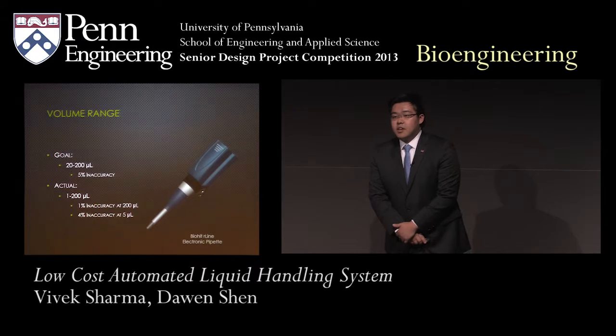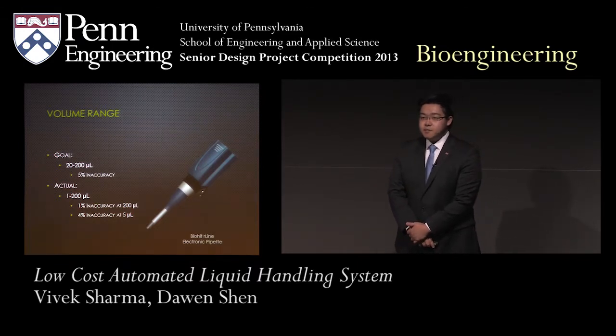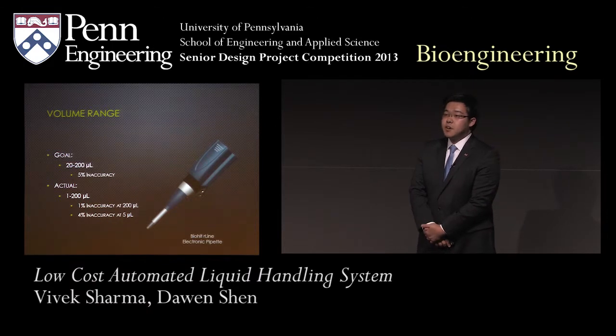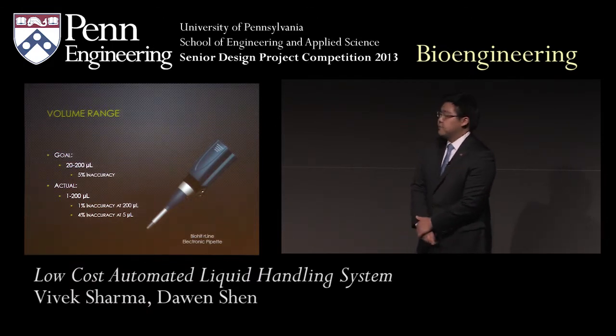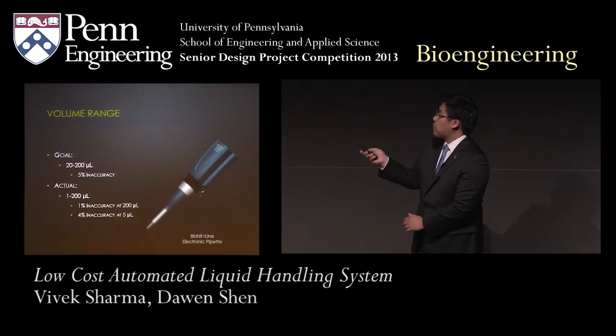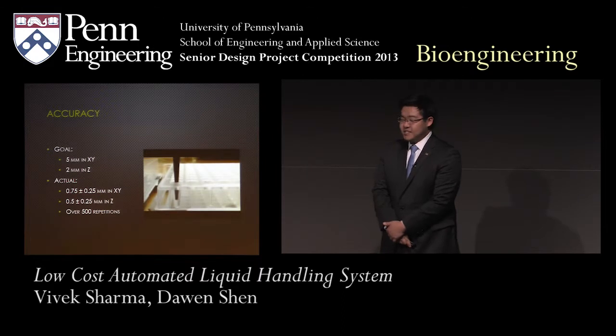So in order to ensure accurate pipetting of liquid, we implemented an electronic pipette system. This was able to pipette typical volumes between 1 and 200 microliters with less than 4% error. And keep in mind, these are very small volumes, almost droplet size or less.